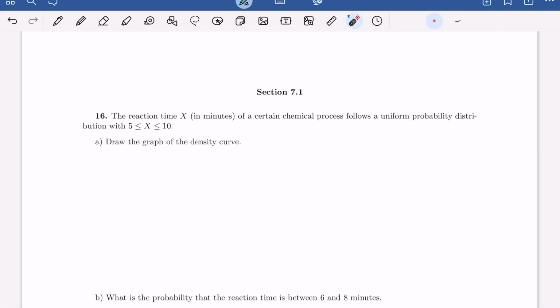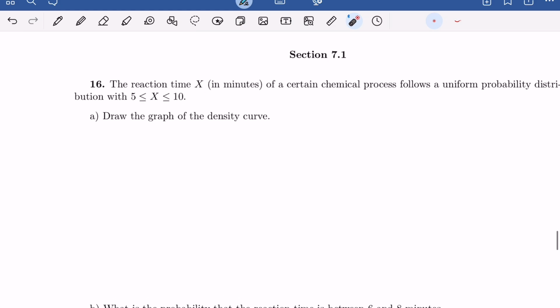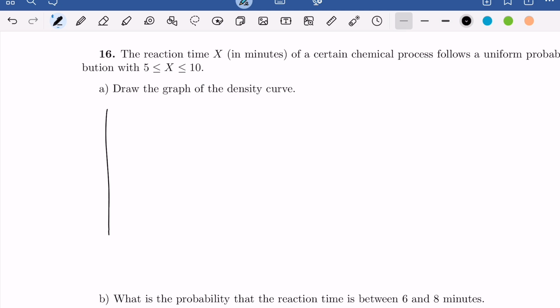All right, so we're jumping into chapter 7 here, looking at section 7.1. For this problem, we're told that the reaction time x in minutes of a certain chemical process follows a uniform probability distribution, where x ranges between 5 and 10 minutes. We want to draw the graph of our density curve. So we're going to have density on our vertical axis and time on our horizontal axis. We know our time ranges from 5 to 10 minutes.